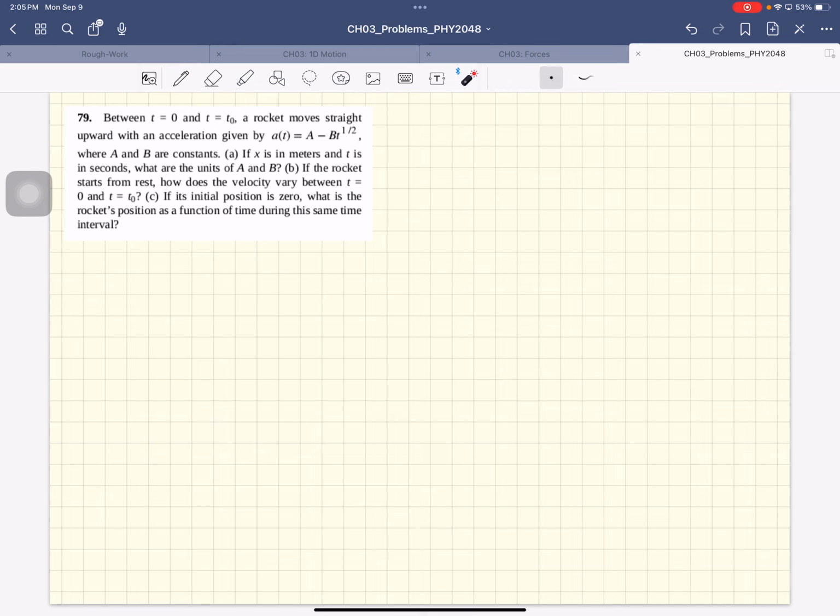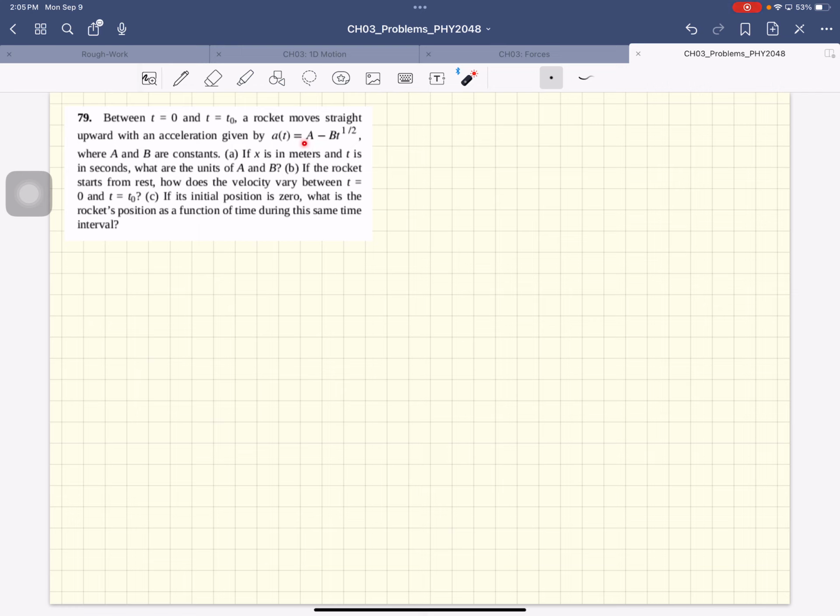So let's see what this problem says. Between t equal to 0 and t equal to t naught, a rocket moves straight upward with an acceleration given by that. Here's a problem where the acceleration is not constant. It's a function of time where a and b are constants.